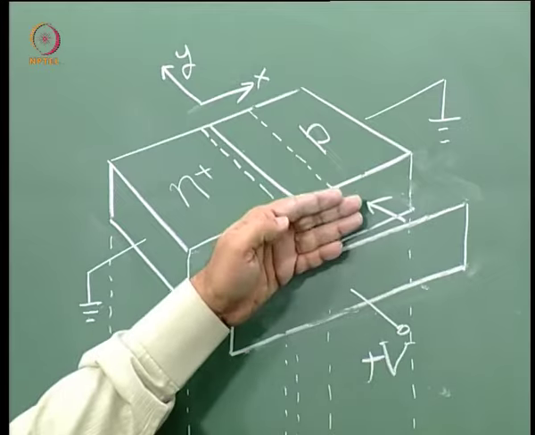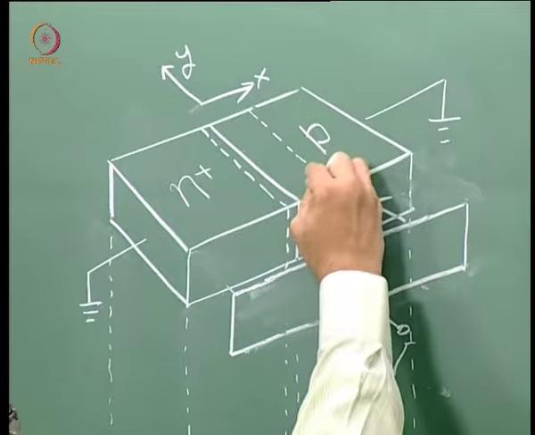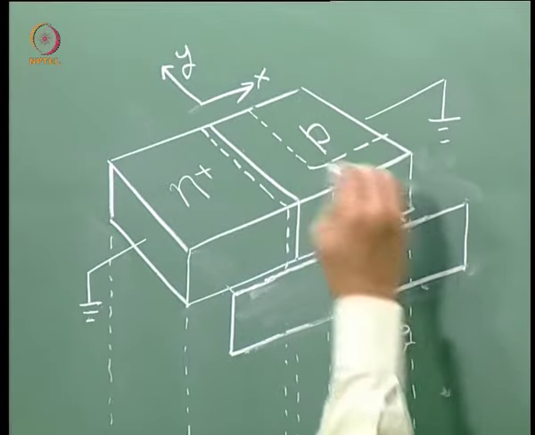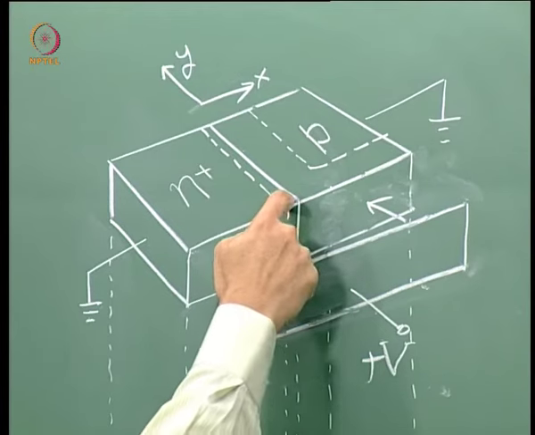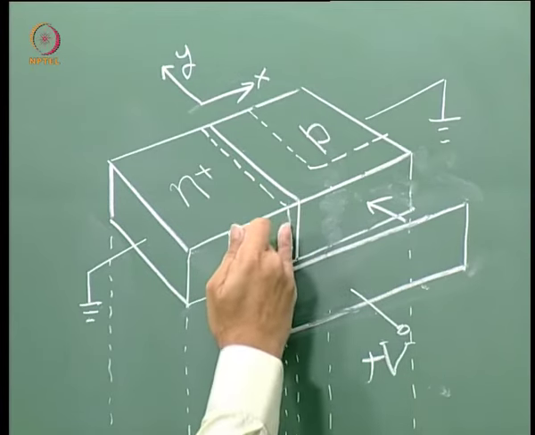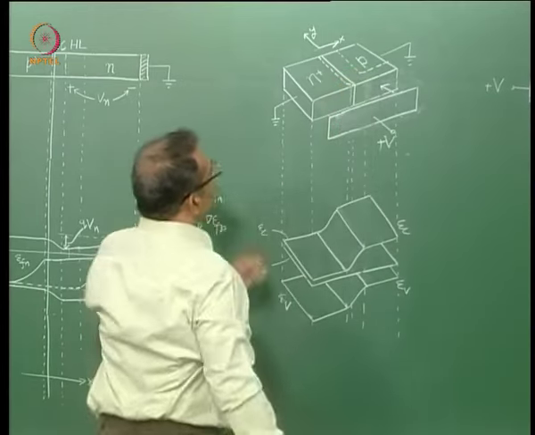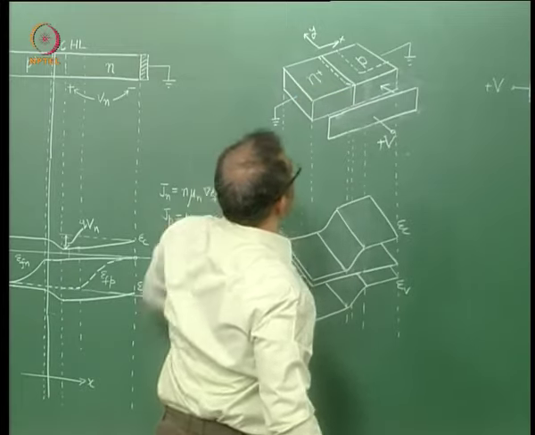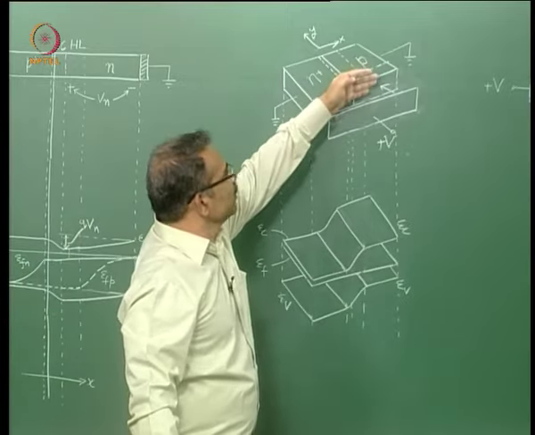So this electric field will attract electrons and drive away holes. So it will create a depletion region here, and it will create an accumulation in the N side. It will attract electrons. So this depletion region will become thin. So this is your new picture.